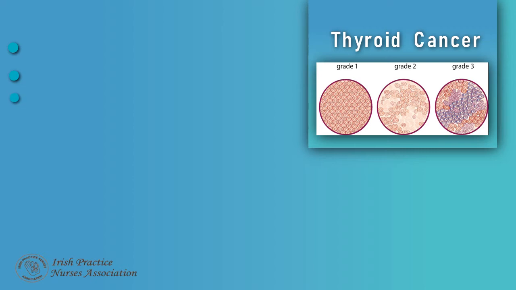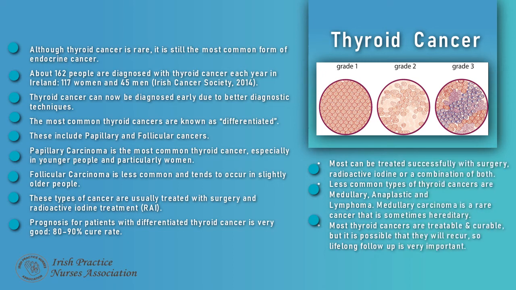Although thyroid cancer is rare, it is still the most common form of endocrine cancer. Approximately 162 people are diagnosed with thyroid cancer each year in Ireland, 117 women and 45 men, according to the Irish Cancer Society in 2014. Thyroid cancer can now be diagnosed early due to better diagnostic techniques.